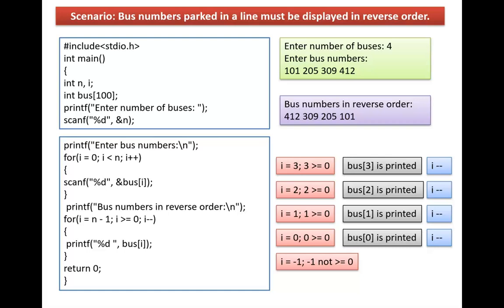i minus minus. i becomes minus 1. Minus 1 is not greater than or equal to 0. So the loop ends. So look, what is printed first? Bus of 3, bus of 2, bus of 1 followed by bus of 0. So this is how you print the elements of an array in reverse order.